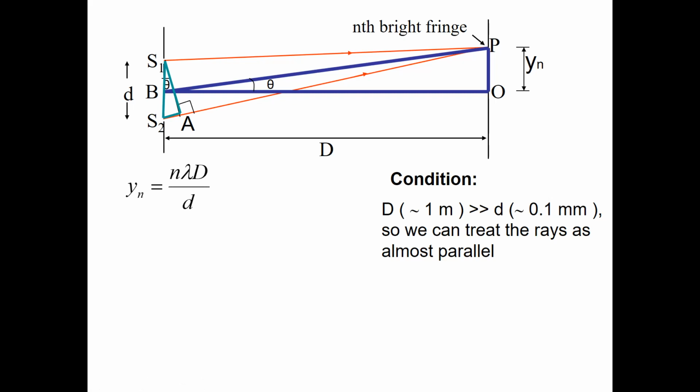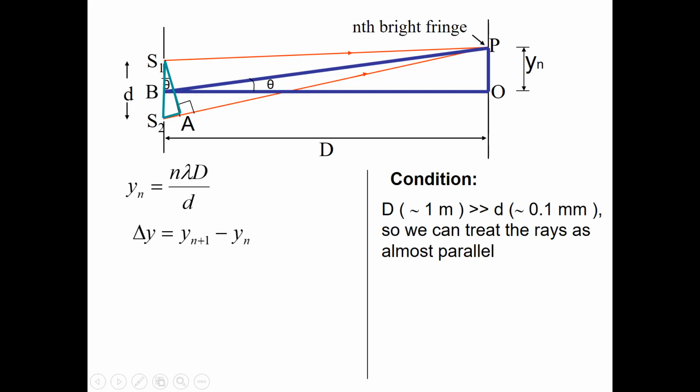A past year A-level exam question asked to state a suitable value for small d. So anything in the range of a fraction of an mm, 0.1 mm to 0.9 mm, is okay. We need this in order to ensure that the rays are almost parallel from S1 to S2. That can be small.